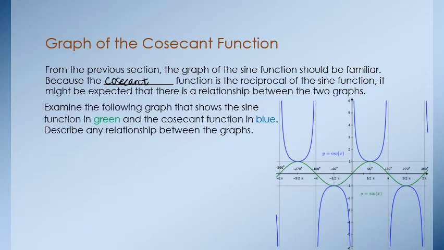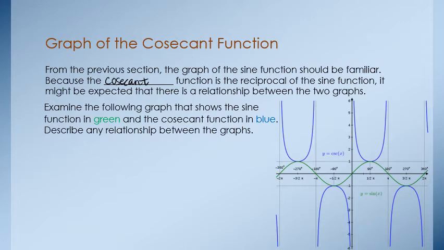Examine the following graph that shows the sine function in green and the cosecant function in blue. Describe any relationship between the graphs. Go ahead and pause the video for a second and take a look at the two graphs and write down some of the things that you notice. Alright, so now that you've had a chance to look at it, let's talk about the things that I noticed.